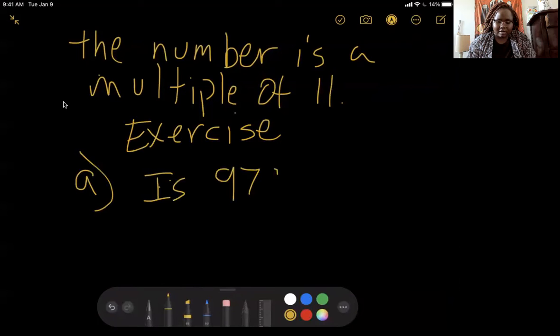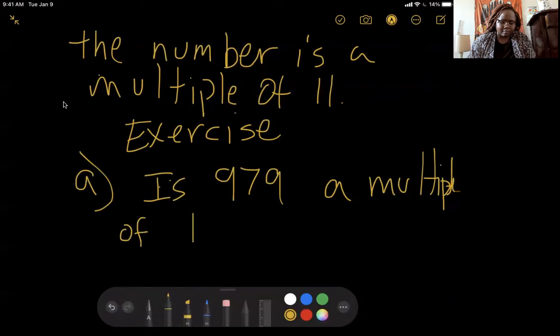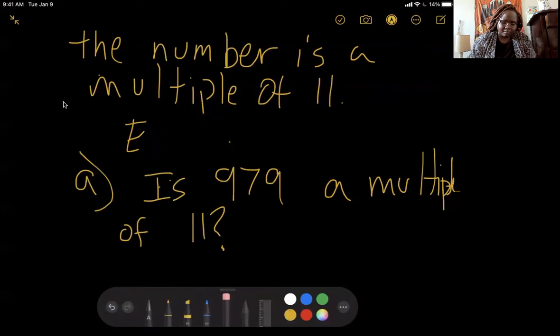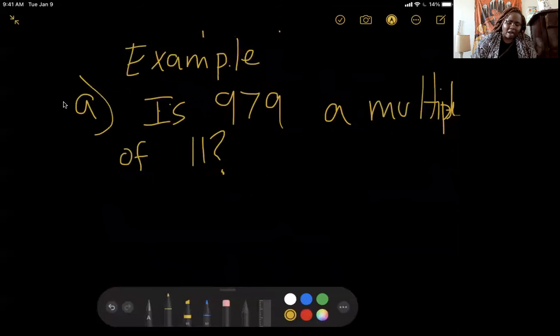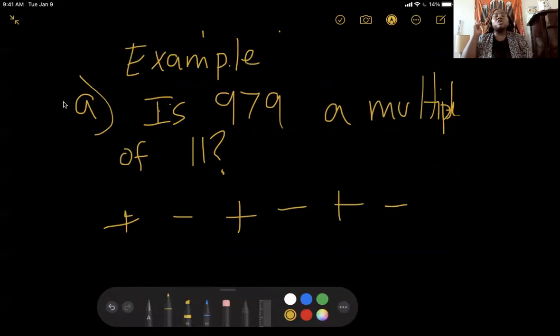Is 979 a multiple of 11? Sorry, this is supposed to be our example. Example. All right, I'm going to write out my plus, minus, plus, minus, plus. You remember that it starts on plus because you always want to start out having a good day, right? You start out with a positive mindset. Some things may take you down, and that's okay. But if you start out positive, you'll be good. So we start with plus.